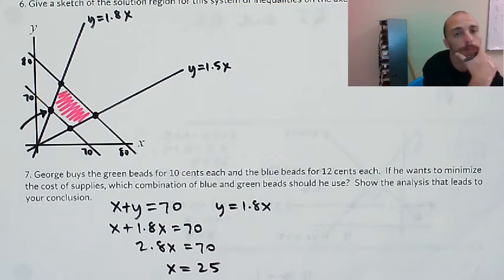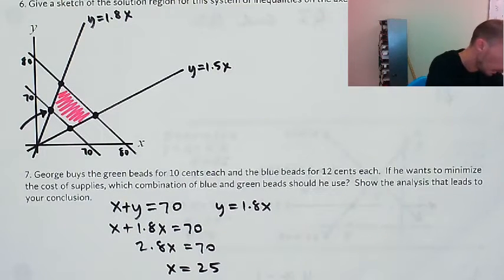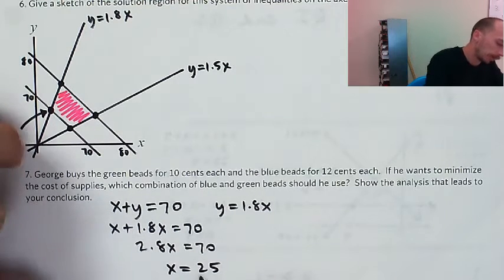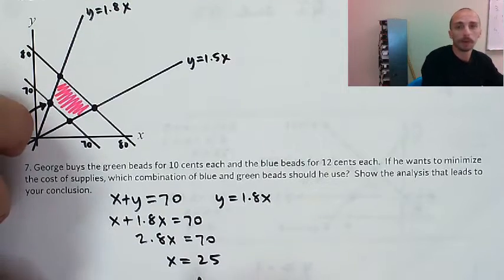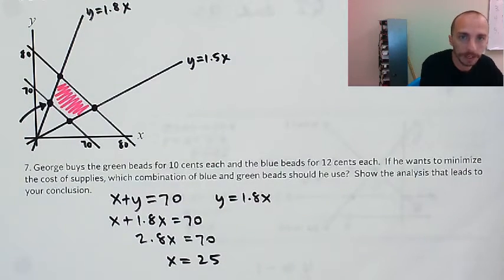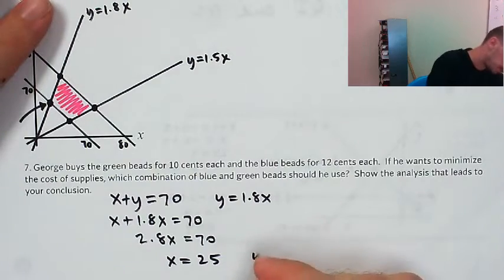I would let you think about that, bring out a calculator and verify my arithmetic, but that is what it's going to be. X is going to be 25, and y is going to be 1.8 times x. 1.8 times 25, 1 and 4/5. I know that 4/5 of 25 is going to be 20, so this is going to be 45.